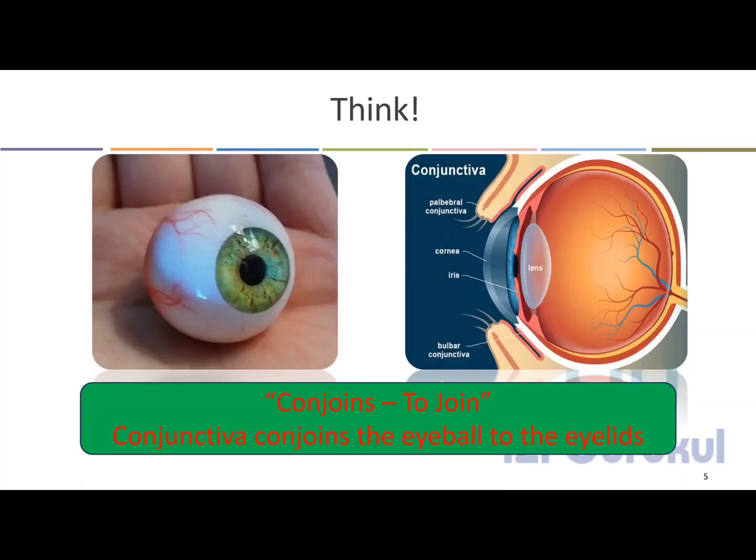Can you think about these two images on this slide? How are the eyelids connected to the eyeballs? Or do you know what connects the eyeball with the eyelids? The answer is conjunctiva. The name conjunctiva is derived from the word conjoin, which means to join. It conjoins the eyeball to the eyelids.